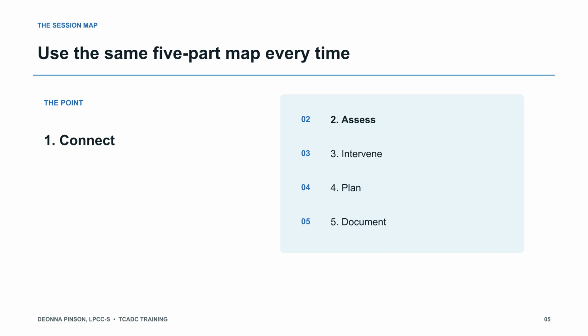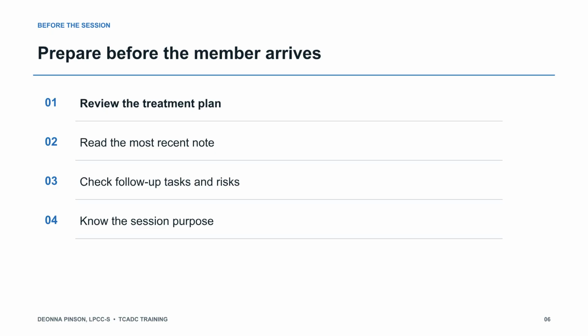Our 5-part map for every session is connect, assess, intervene, plan, and document. These steps provide a dependable container for the work. While you may adjust the length of each phase based on the member's immediate needs, following this sequence ensures you remain consistent and purposeful.